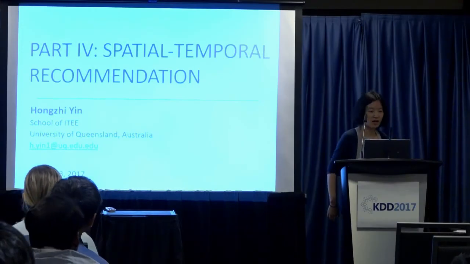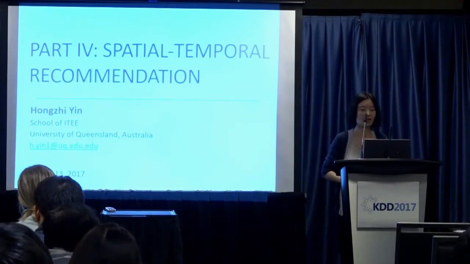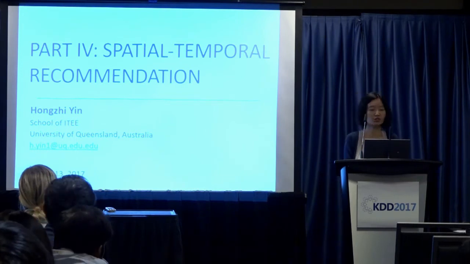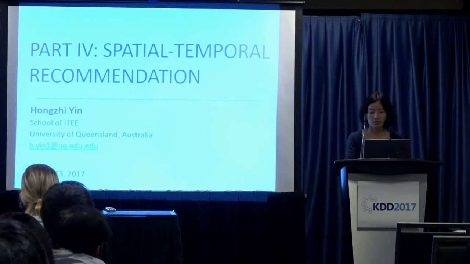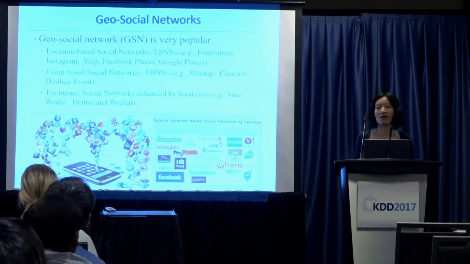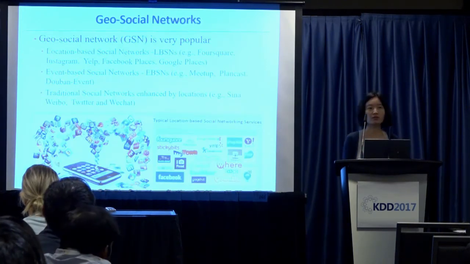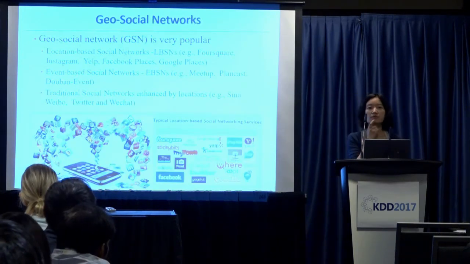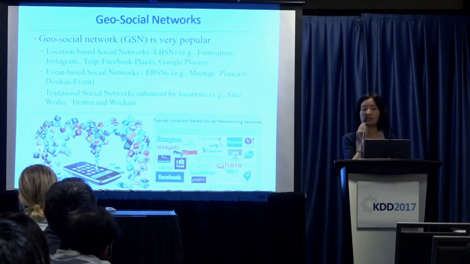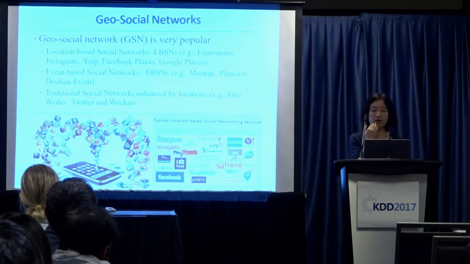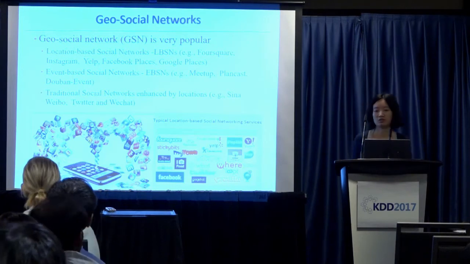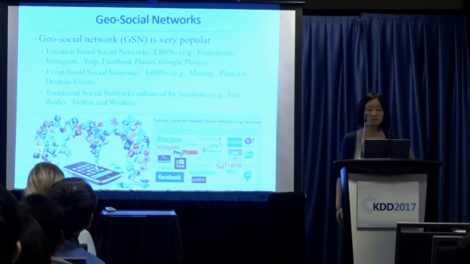Okay, so now I will continue with the last part, how we can do spatial temporal recommendation. So let's first look at the background. Because for most of the existing recommendation, usually we consider we are doing some online recommendation, right? Recommend movies, products, which can be registered to some online systems.